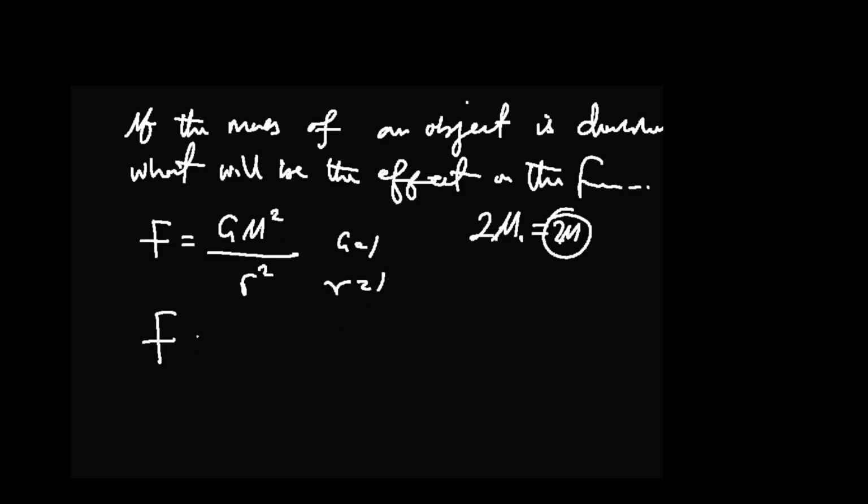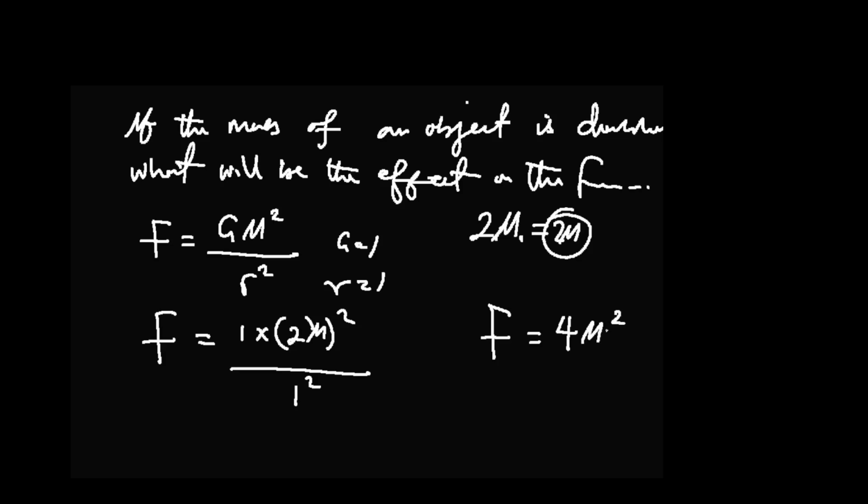So you now have that F is equal to 1 multiplied by m, which will now be 2m squared divided by what? 1 squared. Are you seeing it now? So you see that F will become 4m squared. So that means if you double the mass, the force of attraction would increase by 4. Are you getting this now? When you double the mass, the force of attraction will increase by what? By 4.